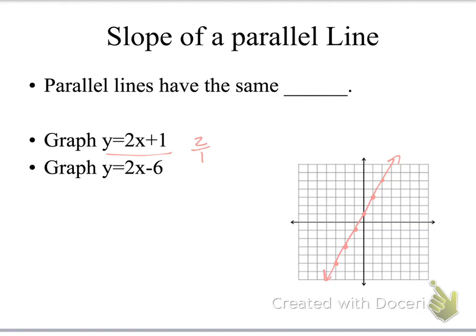My other one starts at negative 6 on my y-axis. And it goes up 2 to the right 1 as well. Okay, parallel lines should never intersect. They kind of run alongside each other. Okay, the reason is because they have the same slope. They have to have the same slope, so that number right there has to be the exact same. I don't care about the y-intercept at all. The slope has to be the same.